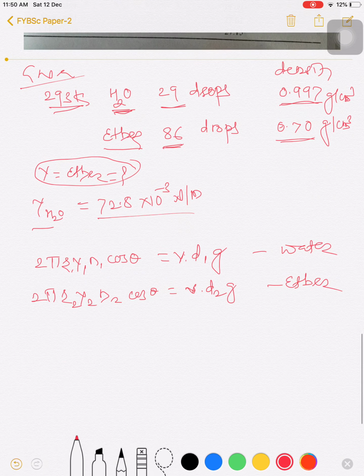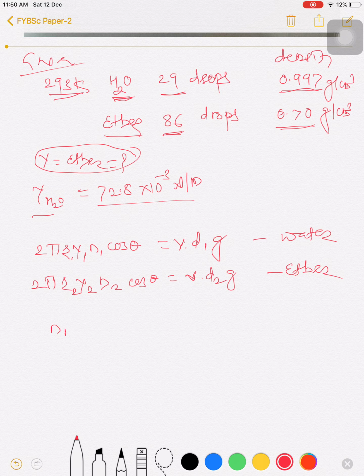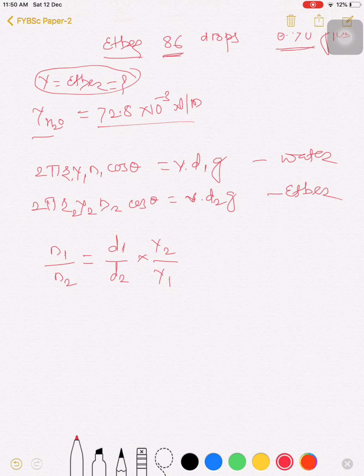We know this equation: n1 upon n2 is equal to d1 upon d2 into y2 upon y1. So you can write this equation directly. Here y2 is the surface tension of ether, and y1 is the surface tension of water. The question is, we have to calculate y2. Therefore y2 is equal to n1 upon n2 as it is, d2 divided by d1, and y1 which is in the denominator comes to the numerator on the left-hand side.